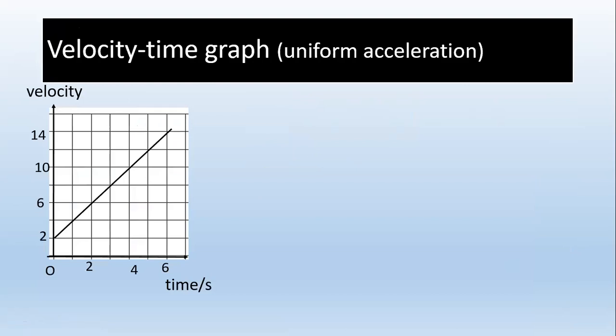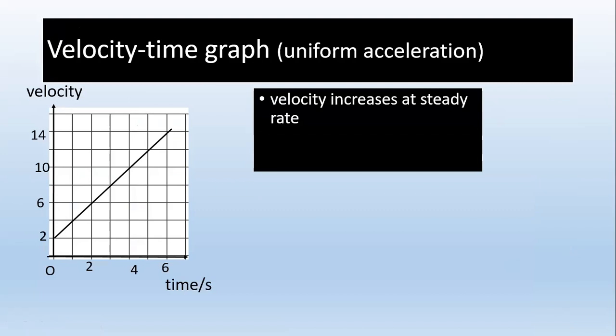Let's look at this uniform acceleration velocity-time graph. We say velocity increases at a steady rate, 2 meters per second for every 1 second. You can take a small triangle there. 1 second, 2 meters. This is 4. Another 1 second, 2 meters. This is 8. 2 to 3 is 1 second, 2 meters. That's what it means: 2 meters per second for every second.